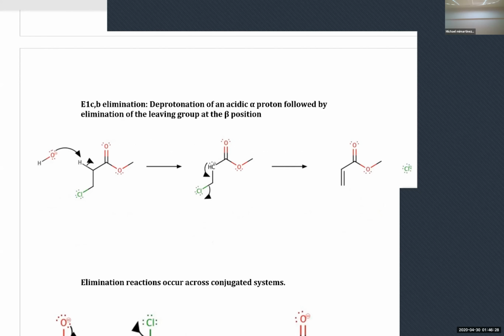The last major type of elimination, which is related a little bit to E1 and E2, is called E1CB, where we lose a proton to generate an anion, and then we eliminate our leaving group at the beta position.